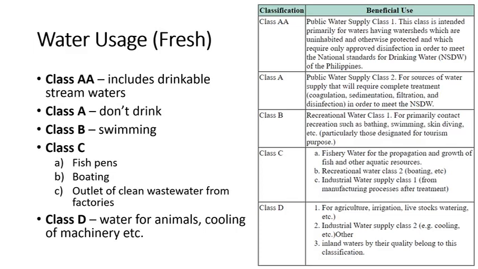Class B water is mostly for swimming and other recreational purposes, skinny dipping if you want. Class C is for fisheries, for boating, and also for dumping of clean wastewater from factories. Okay, so if you have clean water from a factory, you can dump your water in a Class C body of water. Class D is mostly for water for livestock and animals and for cooling of machinery.